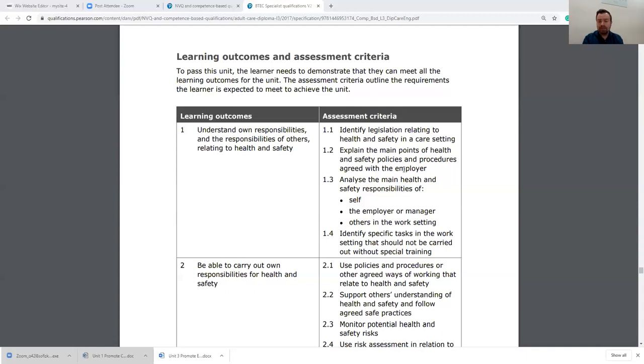So let's look at the employer and the manager's responsibilities. Well, they have roughly the same as yours, but they have a few more on top. So they have to provide you with adequate training. So if you're doing this NVQ, they're meeting that requirement. They have to provide you with the right resources to perform your job roles, so PPE, personal protective equipment.